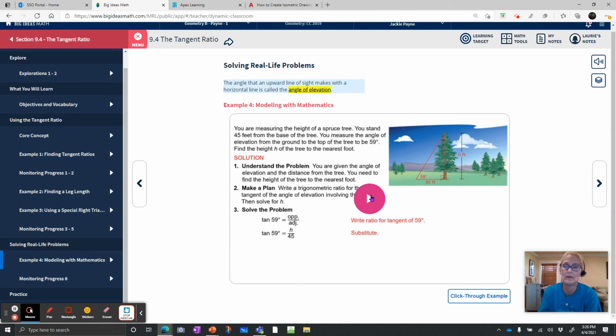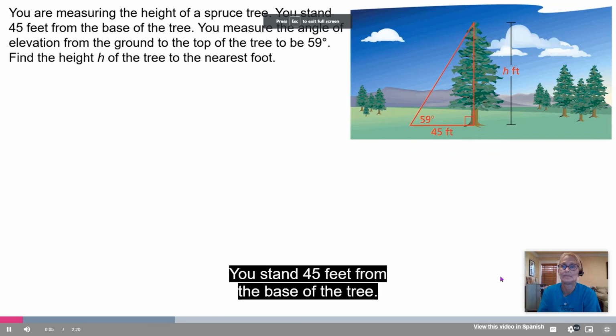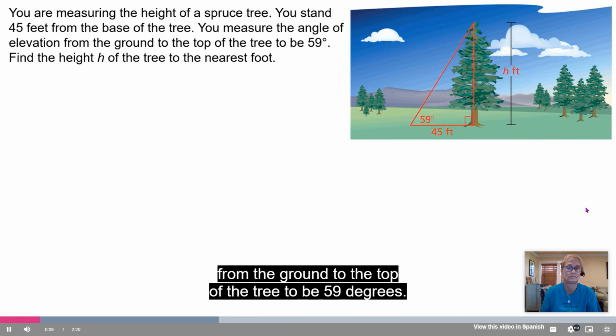Okay, so let's watch another one. You are measuring the height of a spruce tree. You stand 45 feet from the base of the tree. You measure the angle of elevation from the ground to the top of the tree to be 59 degrees. Find the height h of the tree to the nearest foot.